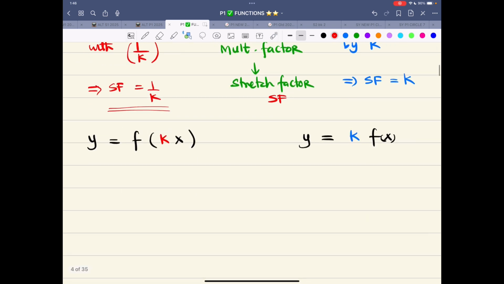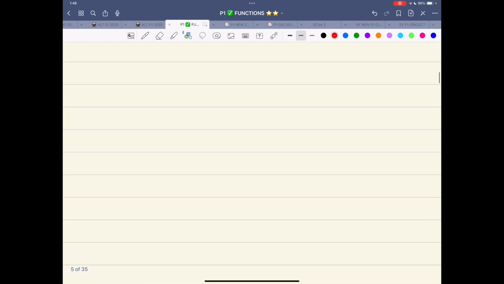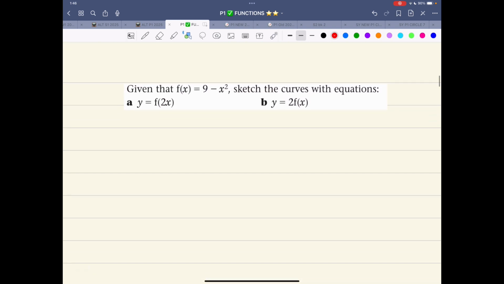So now if this is all good and all clear, since it's the most tricky one, we need to focus a bit more on this. First of all, given that it's an exam type question, let me label it. So exam type question, given that f(x) is 9 minus x square, which can be written as 3 square minus x square, which can be written as (3 plus x) and (3 minus x). Sketch the curve with the equation y equals f of 2x and y equals 2f(x).